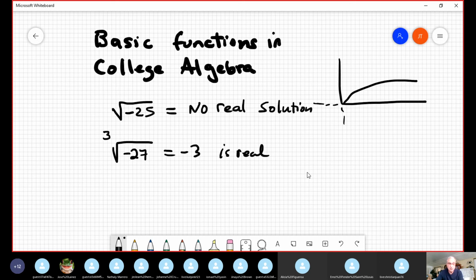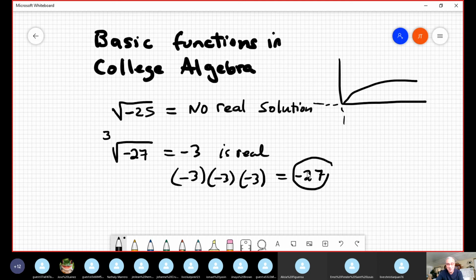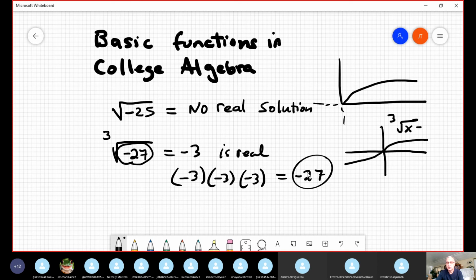Why? Because negative 3 times negative 3 times negative 3 is negative 27. Negative times negative is positive, positive times negative is negative, and 3 times 3 is 9, times 3 is 27. Exactly the same value you have inside the radical. Therefore, the cubic root contains a positive part and a negative part. This is the cubic root function. This is the square root function.